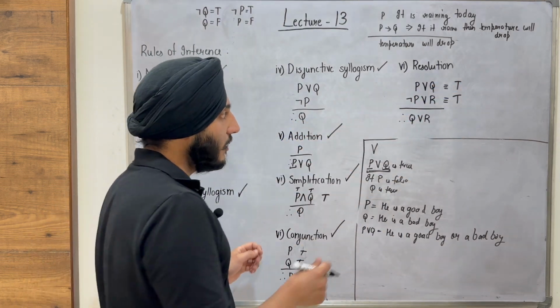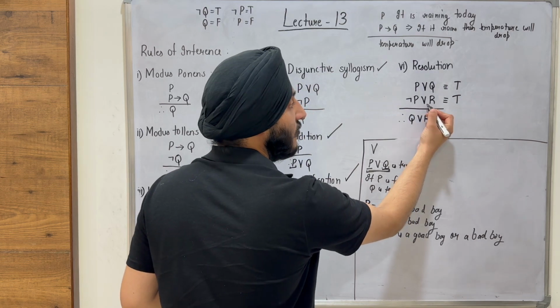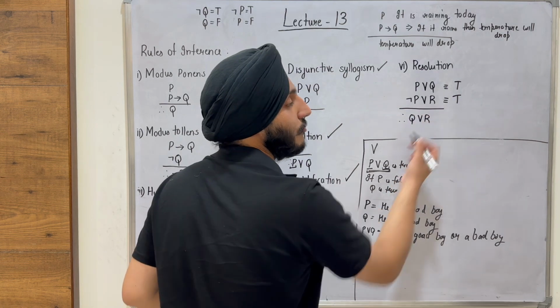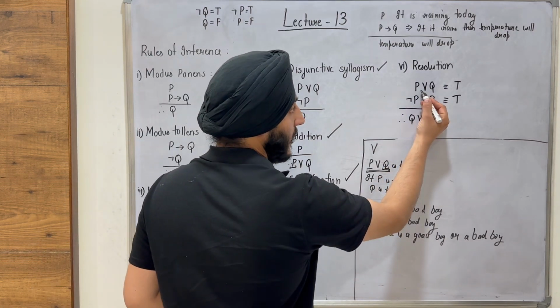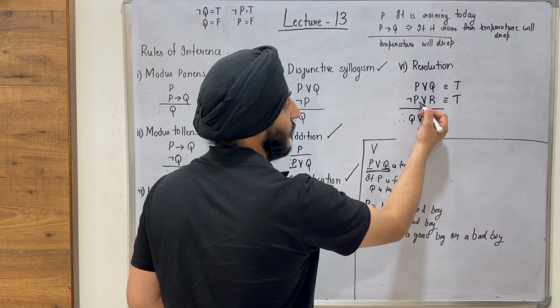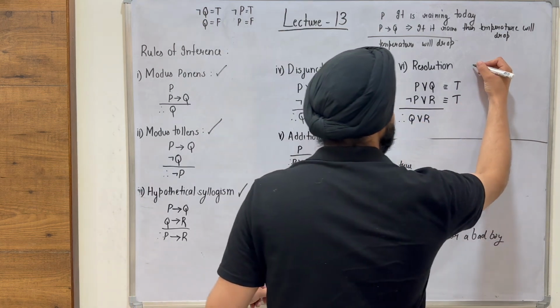Okay, moving on, let's try to look at the second premise that I have. I'm saying negation of P or R is also true. Now let's try to understand it, right? In the first one, P or Q was true. In the second one, negation of P or R is also true. So let's try to understand it.